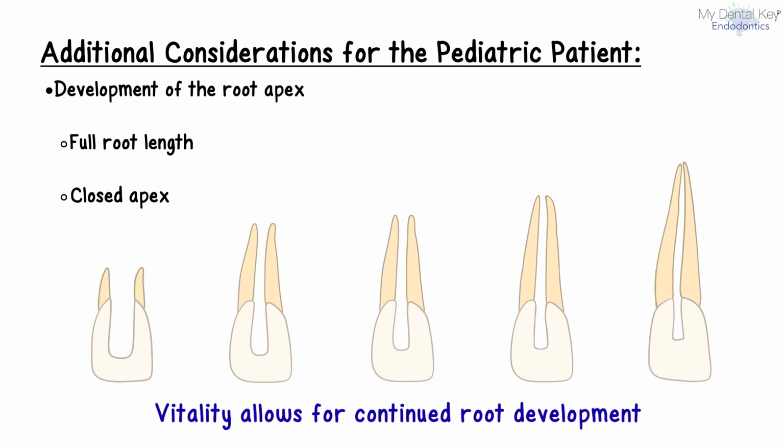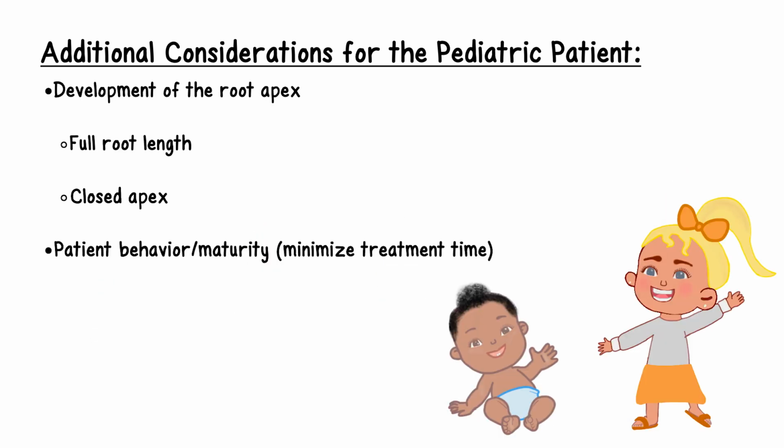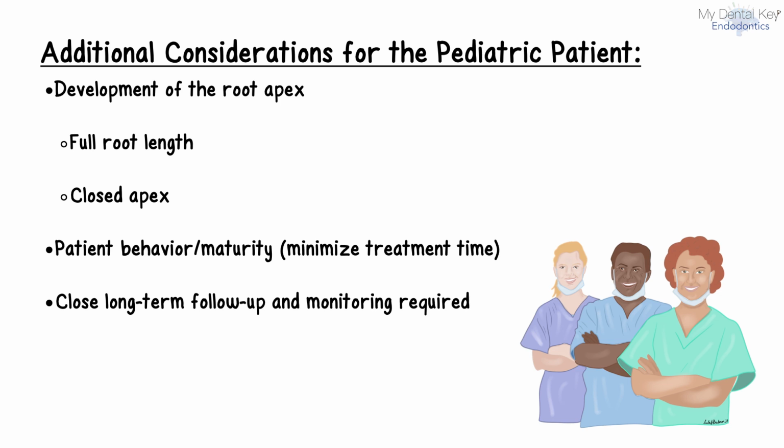This means development of a closed apex, called apexogenesis, development of an appropriate crown-to-root ratio, and thickening of the root walls, all of which ensure the best long-term prognosis for the tooth. In pediatric patients, minimizing the treatment time or utilizing appropriate behavior guidance, including non-pharmacologic and pharmacological strategies, may also be beneficial, particularly for behavioral purposes. However, following vital pulp therapy, close follow-up will be necessary, and patients and their families should be aware that further intervention may be necessary in the future.